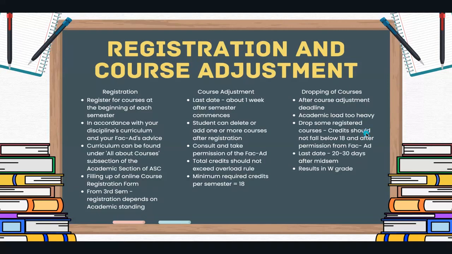Dropping of courses. So the course adjustment deadline is only for a week, as mentioned. If you feel that your academic load is too heavy and you cannot cope up with the course, then IIT Bombay provides you with the option to drop that course. The course will be dropped and you don't need to do that course anymore, but it will appear on your transcript as a dropped course. And if it is a core course and it is necessary for your degree, then you'll have to do it in some later semester. The last date for dropping a course is somewhere around 20-30 days after the midsem, and it results in the W grade.